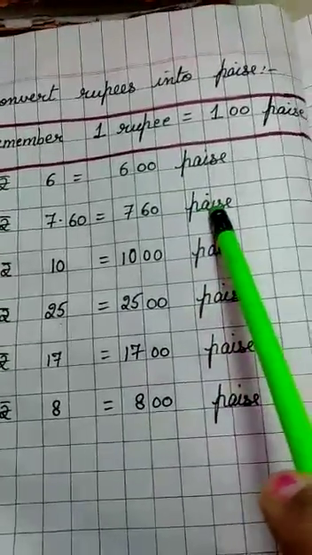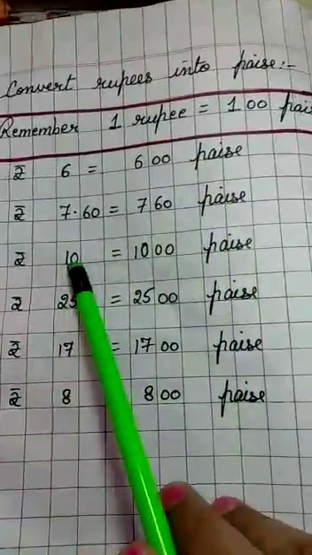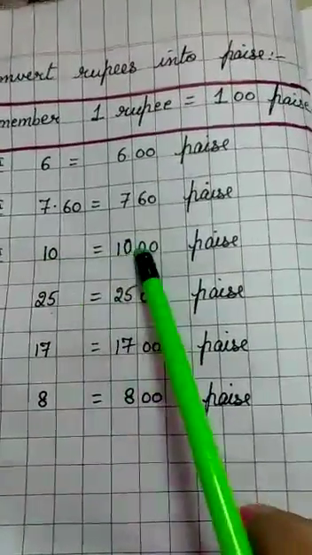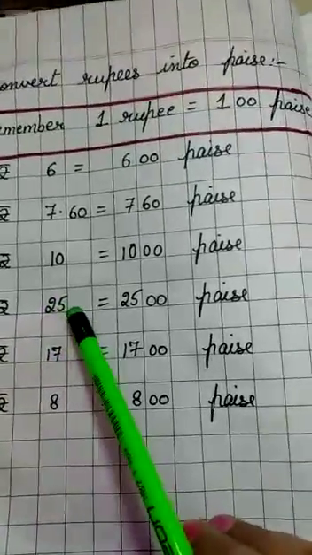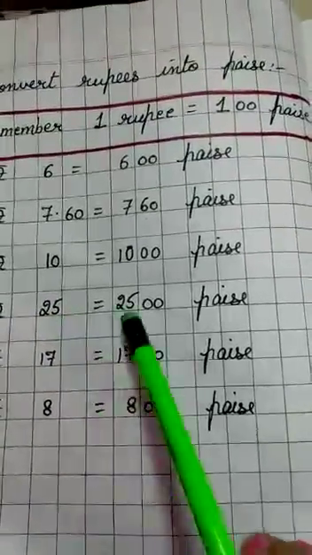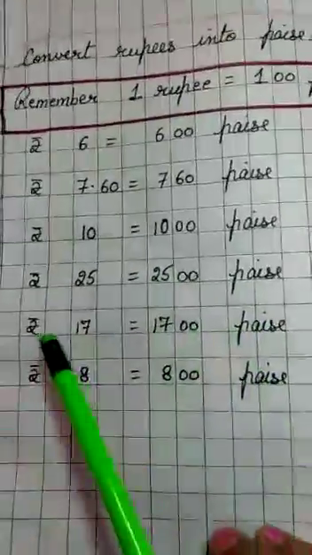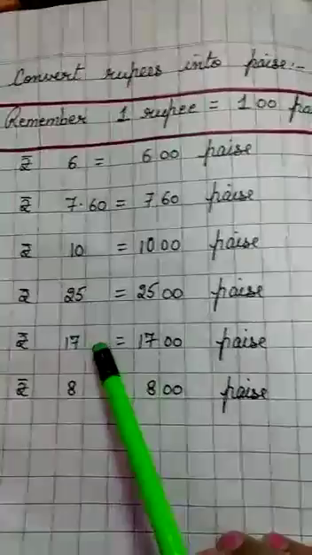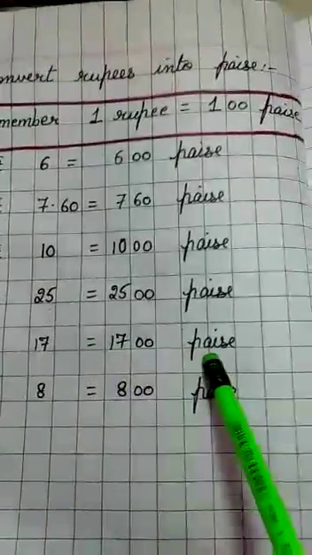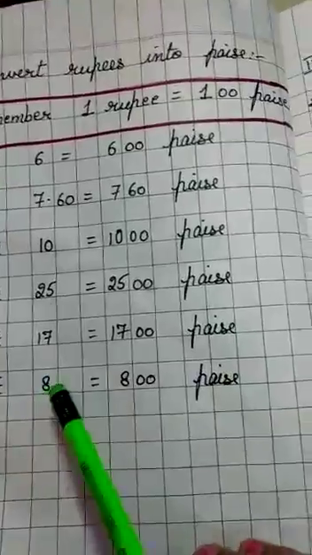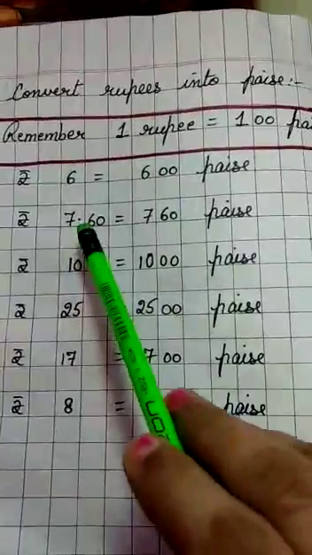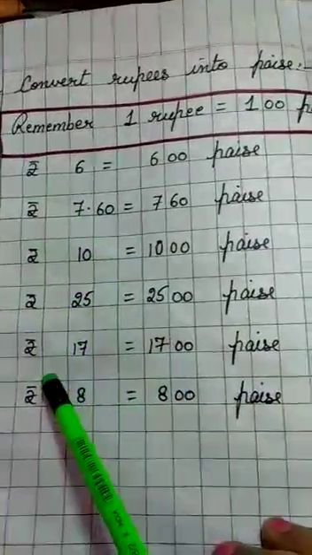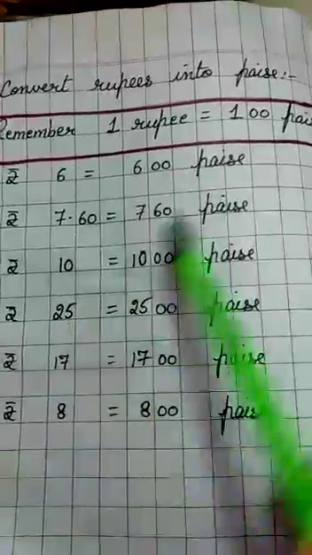In the end what will you write? You will write paise. Rupees 10, when you multiply by 100, you get 1000 paise. Rupees 25, when you multiply by 100 to convert into paise, you get 2500 paise. Rupees 17 becomes 1700 paise. Rupees 8 becomes 800 paise. In this, you have to remove the point and the symbol of rupee, multiply it with 100 and write paise in the end.